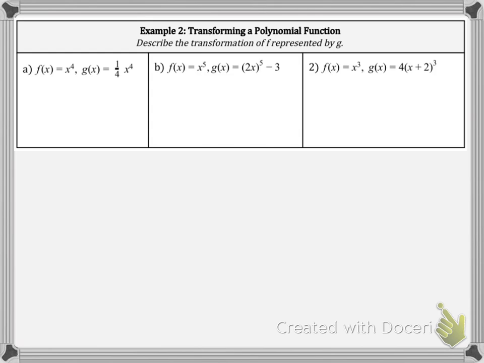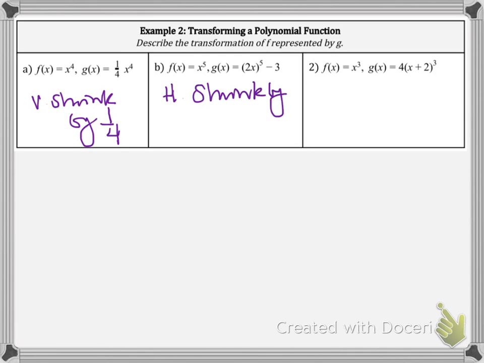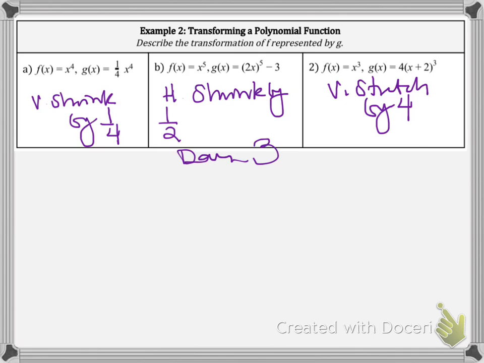So you paused it. This should be a vertical shrink by a fourth. The next one is a horizontal shrink by a half, and then down 3. Then the last one is a vertical stretch by 4, and left 2.